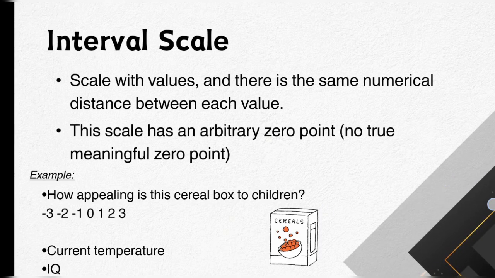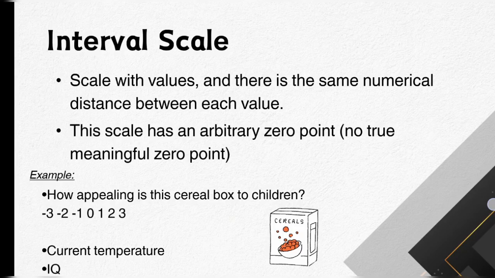So now let us proceed to the interval scale. This is a scale with values where there is the same numerical distance between each value. This scale has an arbitrary 0 point, which means no true meaningful 0 point. Examples: how appealing is this cereal box to children? Current temperature and IQ.